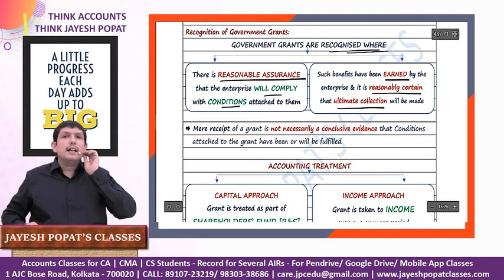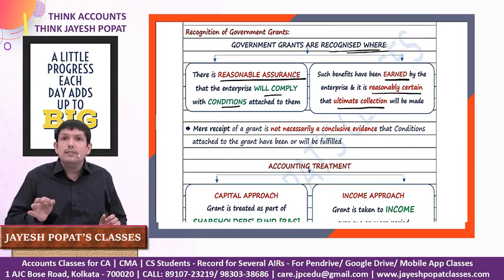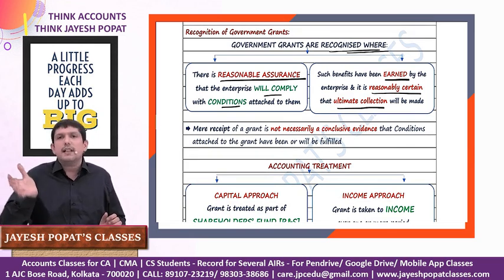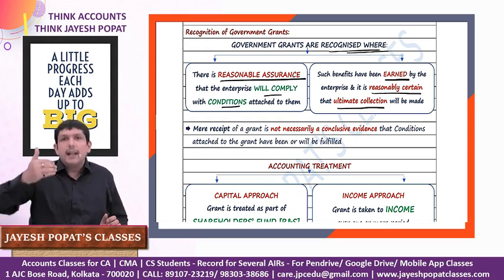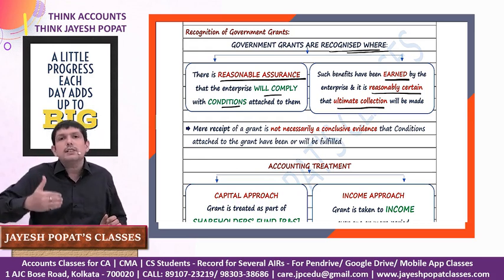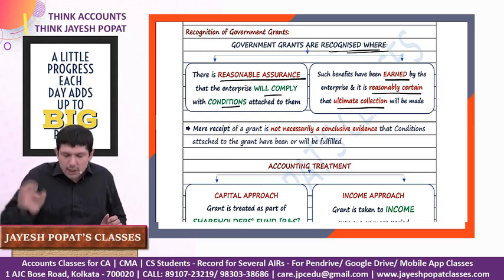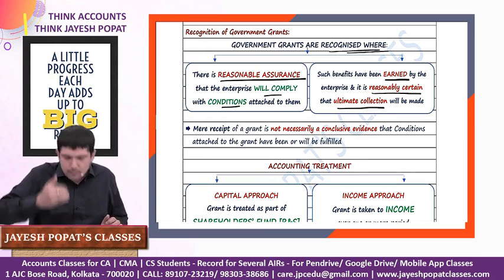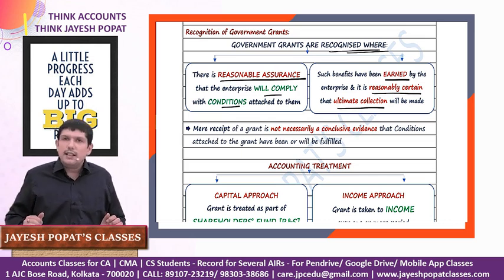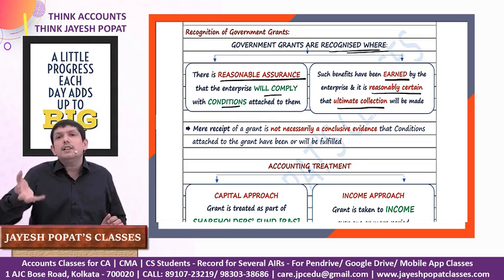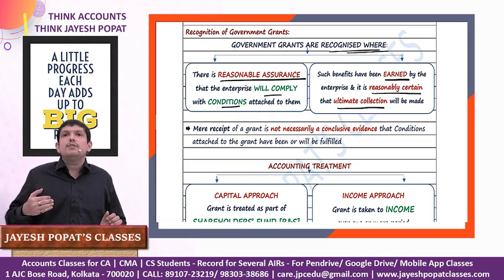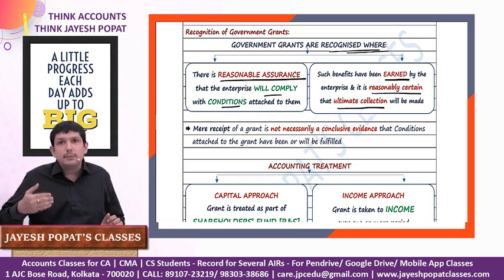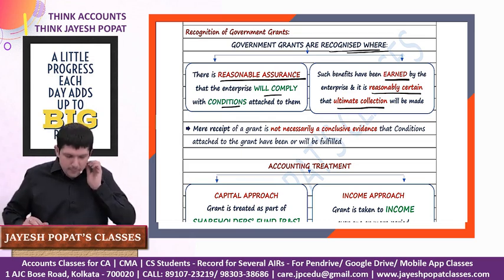Mere receipt of the grant is not necessarily conclusive evidence that the grant has been earned. There might be a scenario where the grant has been provided by the government and the enterprise will have to comply with certain conditions in future. But the fact that the grant has been received does not provide the basis for recognition of the grant as income, because if the terms and conditions are not satisfied in future, the government may require the enterprise to refund that grant to the government.